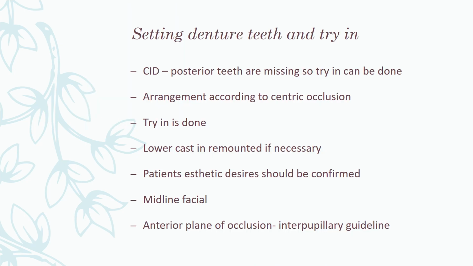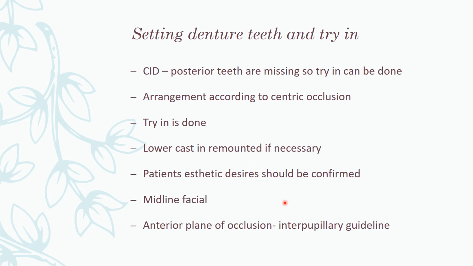Now, setting denture teeth and try-in. In the conventional immediate denture, the posterior teeth are missing, so try-in can be done even then, because some teeth are still present, guys. Arrangement is according to the centric occlusion. So try-in is done, and the lower cast is remounted if required. Whatever cast is required, it can be remounted.